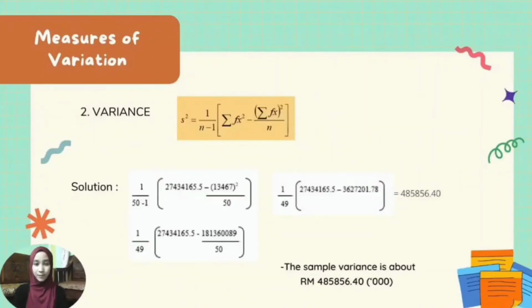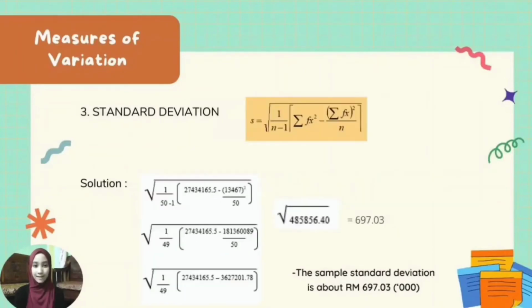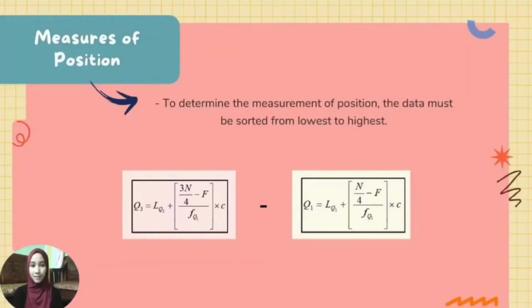This is the formula for variance. So I get the sample variance is about 485,856.40. This is the formula for standard deviation. Then I get the sample standard deviation is about 967.03 thousand.